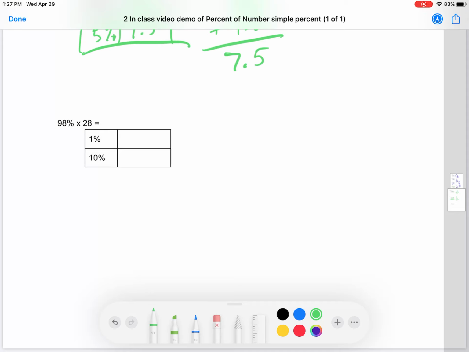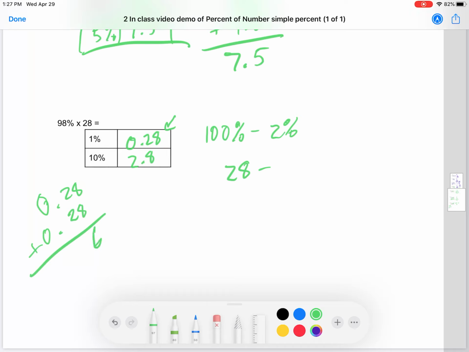98% of 28. 1% is 0.28, and 10% is 2.8, right? Look at how quickly we are calculating this stuff. Now, in this case, this is what I'm going to do. I know what 100% is. I'm going to take 100% and subtract 2%. That's one way to do that. So 100% is 28. So 28 minus, now I need 2 of those, right? So 0.28 and 0.28 is 0.56. So I'm going to subtract 0.56.